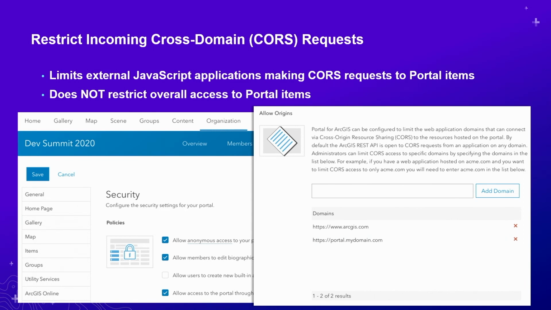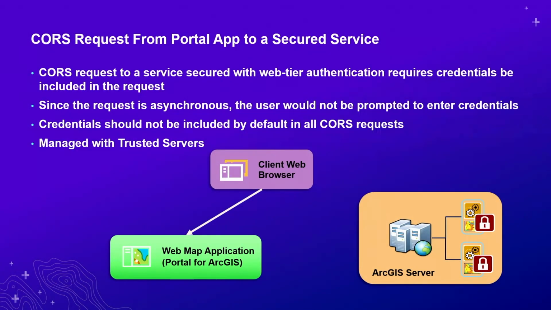So in this case, under Organization, Settings and Security, under the Allow Origin section, you can put in specific domains. By default, it's empty, meaning it's open to all domains. But as soon as you start adding a domain, then it's restricted to what you have listed in here. And again, the idea behind a CORS request is very similar to what we described in Server.